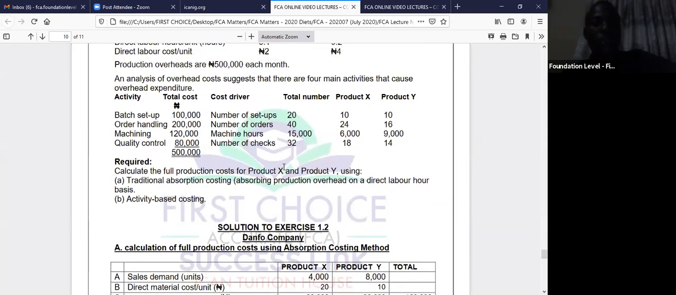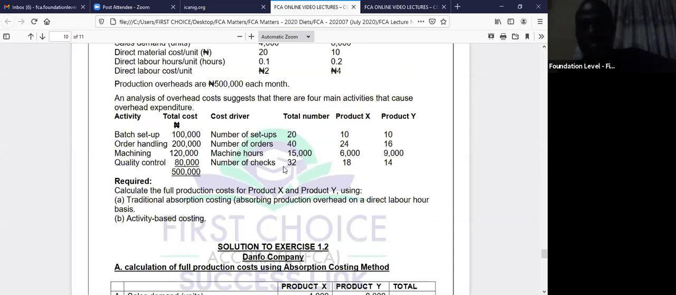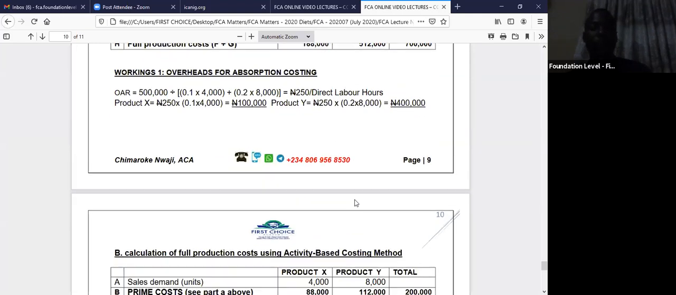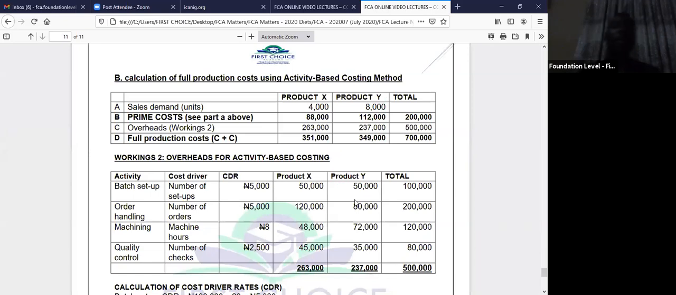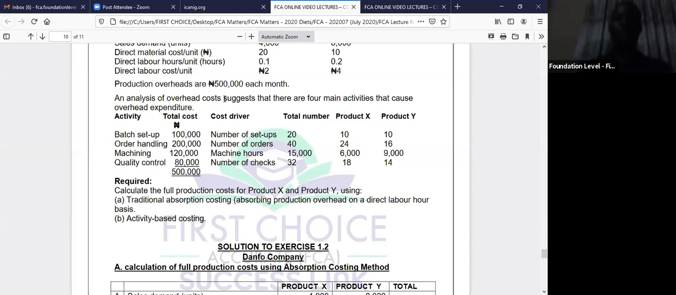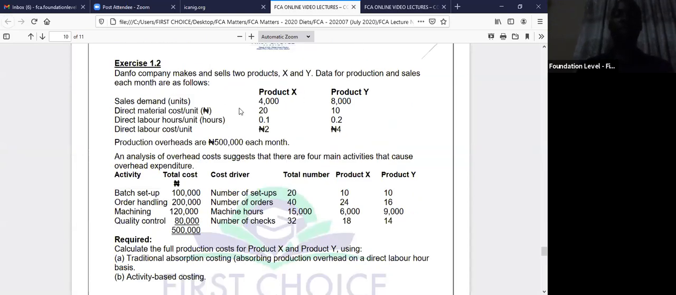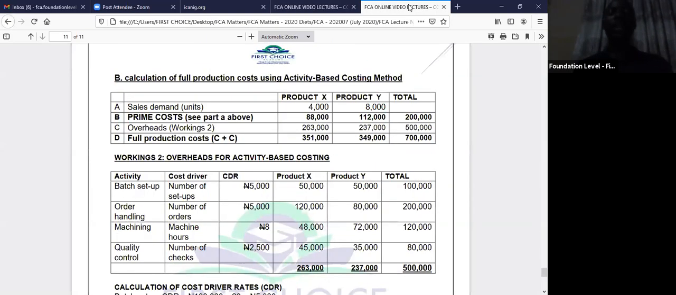Now, we are told to also use activity-based costing. How do you use activity-based costing? Now, let's look at the activity-based costing solution. Now, the activity-based costing is similar. We have your sales units, which we got from here. Sales unit is intact.